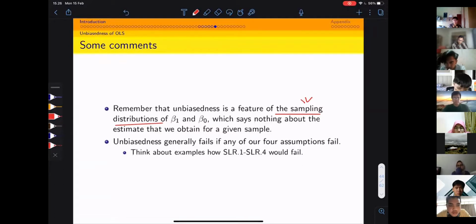Unbiasedness generally fails if any of the 4 assumptions fail. If you do not have a random sample, which violates the second OLS assumption, then you'll get a biased estimate. If you fail the zero conditional mean assumption, you get a biased estimate. If you have a parameter that is not linear in the model, then your estimate will be biased as well. So those are some comments about the OLS estimator. Any questions? Go ahead.